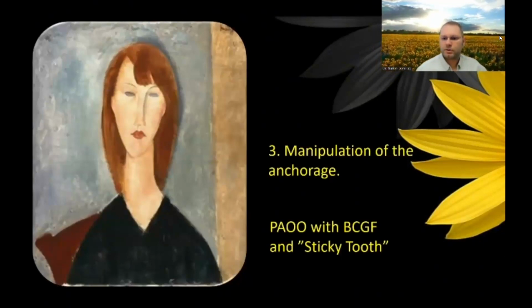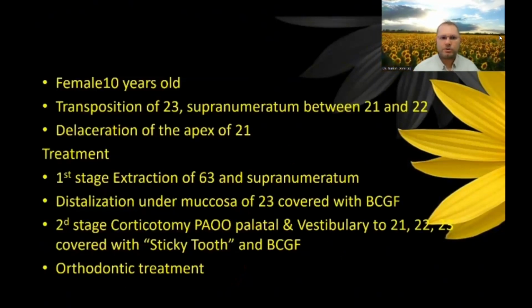Manipulation of the anchorage, periodontally accelerated osteogenic orthodontics with BCGF and with sticky tooth. A female, 10 years old, with transposition of 23, supranumeratum between 21 and 22, delaceration of the apex of 21. The treatment was the first stage extraction of 63 and the supranumeratum, distalization under mucosa of the 23 covered with BCGF membranes, and in the second stage, corticotomy, palatal and vestibular to 21, 22, and 23 covered with sticky tooth and BCGF, with the normal orthodontic treatment, so accelerated one as the other cases.